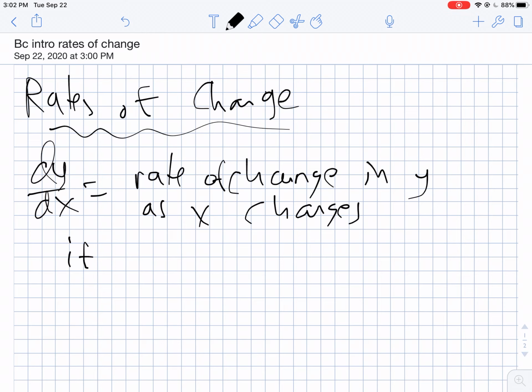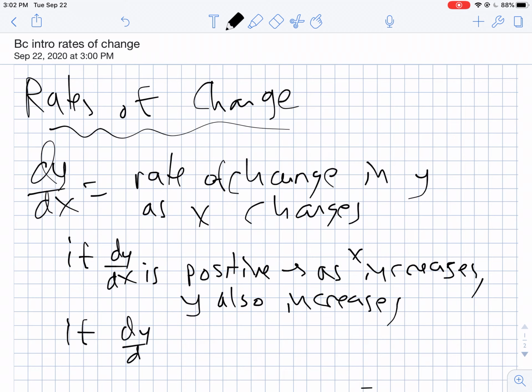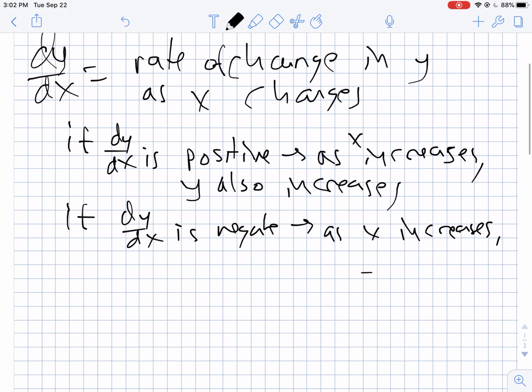Just thinking about some basics, if dy/dx is positive, that means as x increases, as we go to the right on our curve, y also increases. That makes sense, as we saw in the last chapter, right? If my first derivative is positive, the function increases. And if that first derivative is negative, as x increases, you're always going to the right, your y decreases.